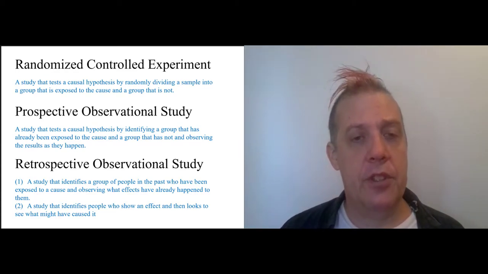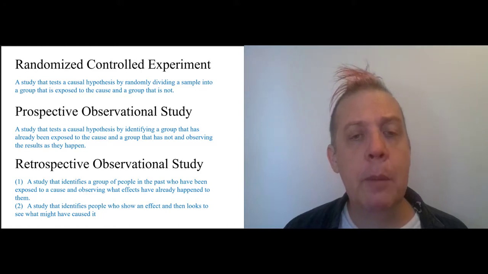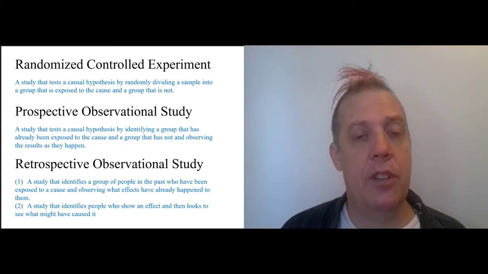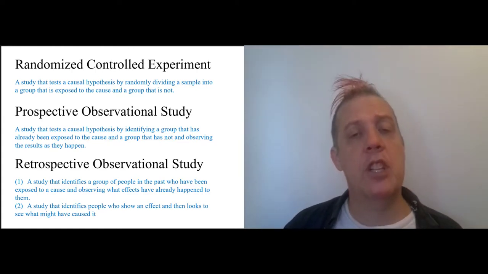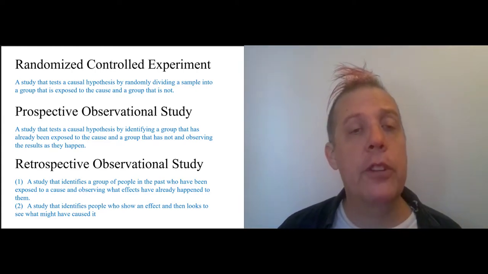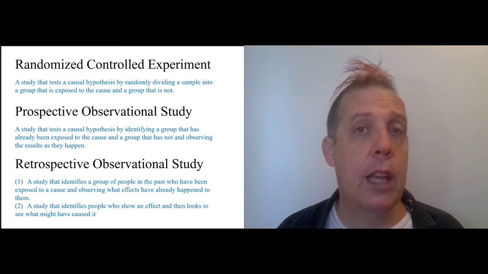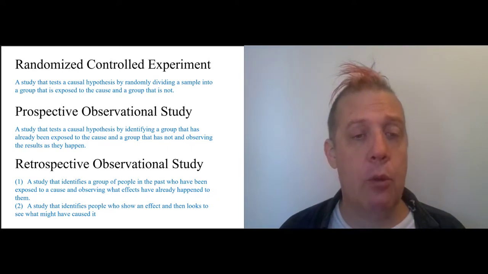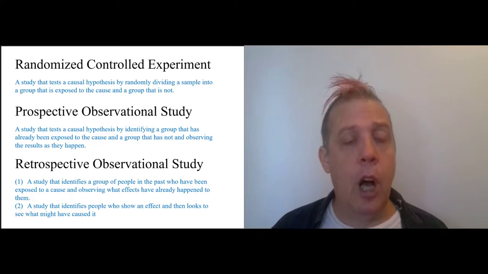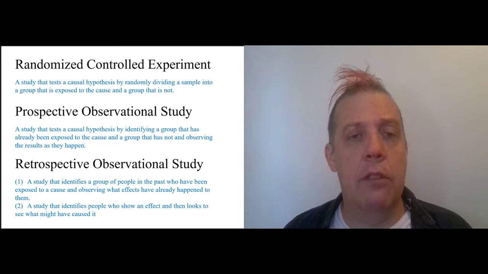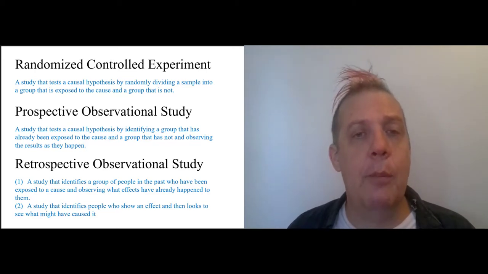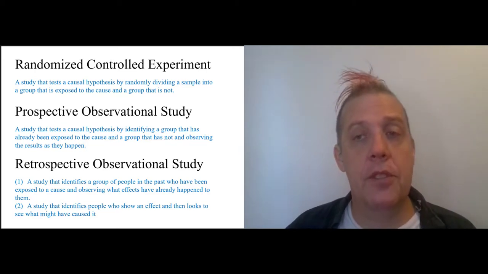Okay, a retrospective observational study is a study that identifies a group of people in the past that have been exposed to a cause and observes what effects have already happened to them. And so two of the pain studies we were looking at here fall under this category because they're just looking at medical records, right? So it's backwards looking. In that sense, these are less reliable than genuine controlled experimental studies.